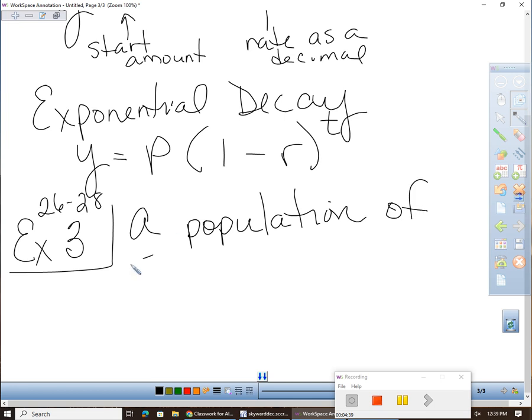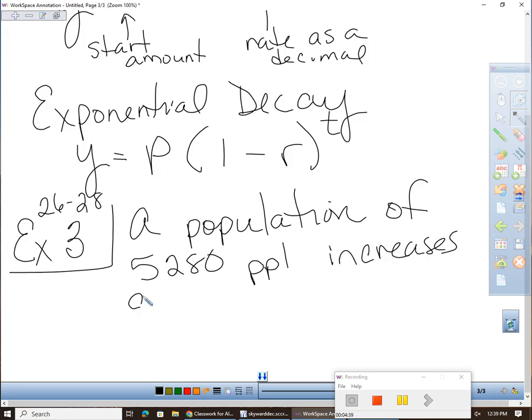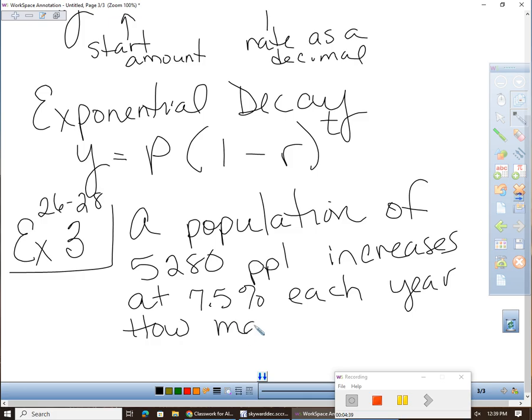Okay, so let's say I have a population of 5,280 people, increases at 7.5% each year. How many in 10 years?